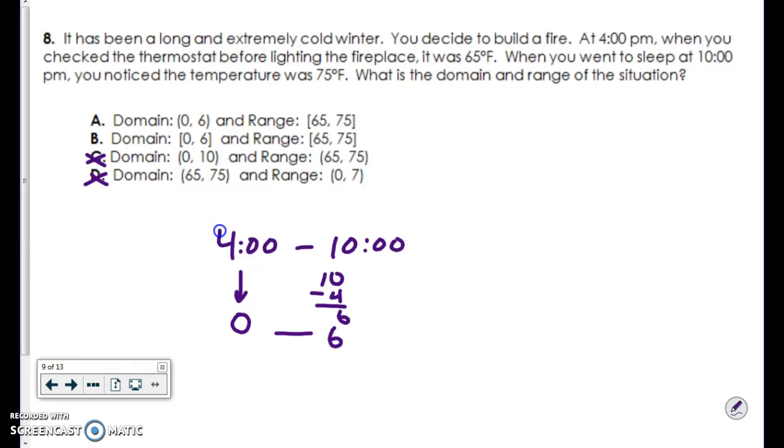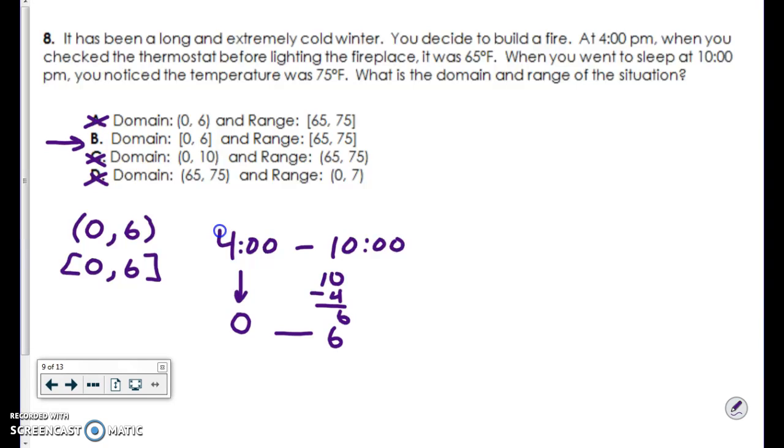The trick here is, what's the difference between parentheses and what's the difference between brackets? If you remember, parentheses means that it does not include either end, whereas the brackets are inclusive and they include 0 and 6. So does it include exactly 4 o'clock? Does it include exactly 10 o'clock? Yes. B will be the correct answer.